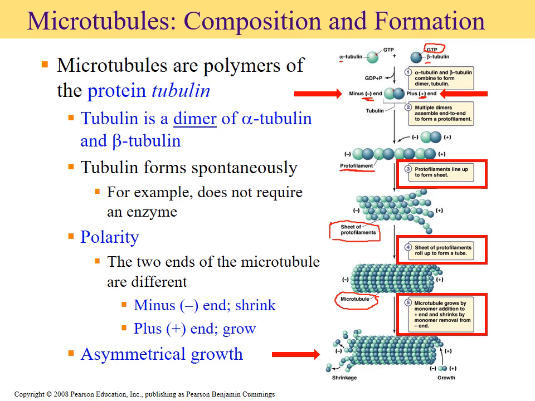So if you look all the way at the bottom of your illustration, you notice that the shrinkage is going to be more towards the negative end and the growth more towards the positive end. And this is going to lead to asymmetrical growth, since one side is more likely to grow, where the other side is more likely to overall shrink, all due to the polarity differences between the alpha and the beta.